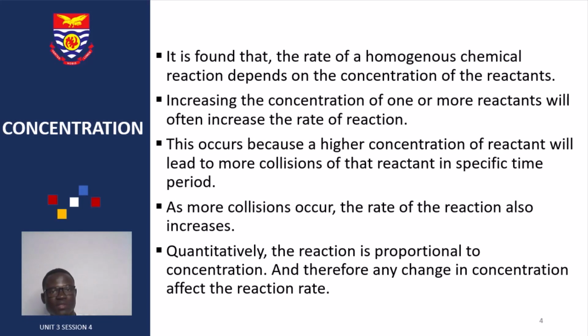If you take concentration, usually it is found that the rate of a homogeneous chemical reaction depends on the concentration of the reactant. So increasing the concentration of one or more reactants will often increase the rate of the reaction. And this is actually true. It occurs because a higher concentration of reactant would lead to more collisions of that reactant in a specific time period. So as more collisions occur, the rate of the reaction also increases. Quantitatively, the reaction rate is proportional to concentration, and therefore any change in concentration affects the reaction rate.